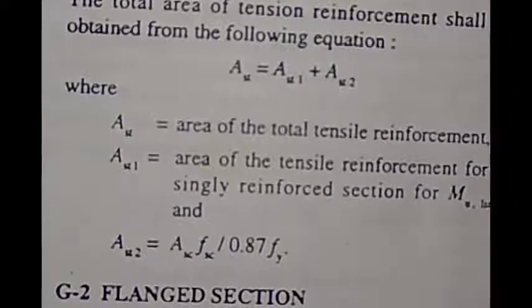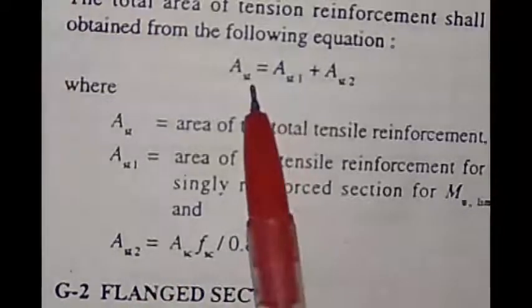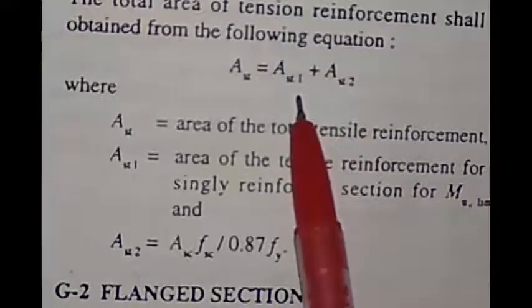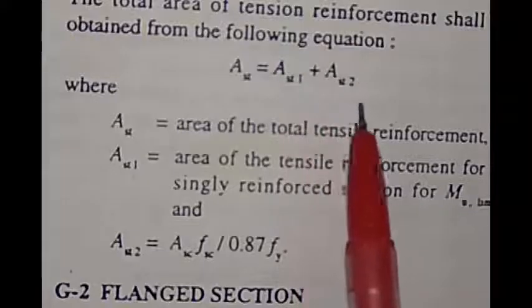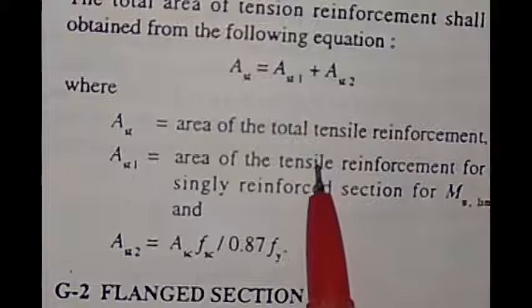And then we have this value of AST2 as per again the same clause which is given in the IS code. In this, AST2 equals ASC FSC by 0.87 FY. And once you calculate AST2, then total AST is equals to AST1 plus AST2. AST1 we have calculated in the earlier step, and once you calculate that you will get total AST.